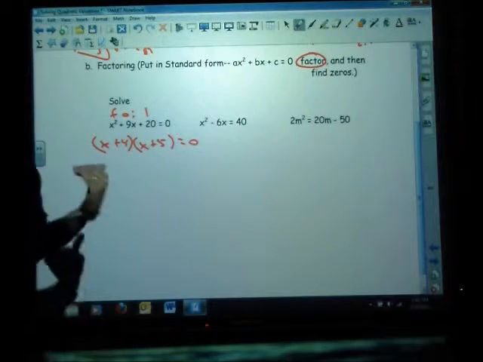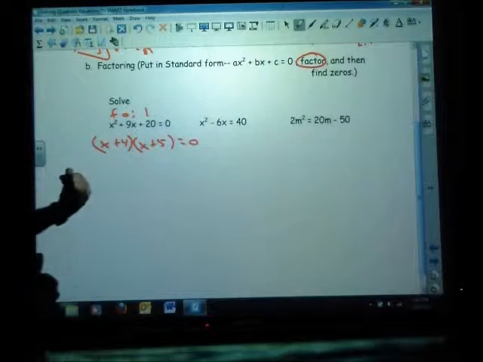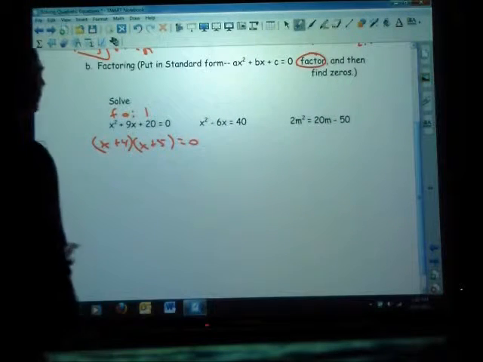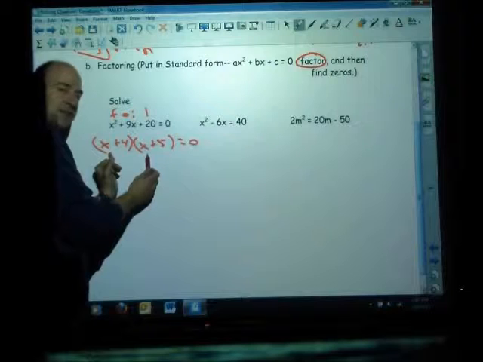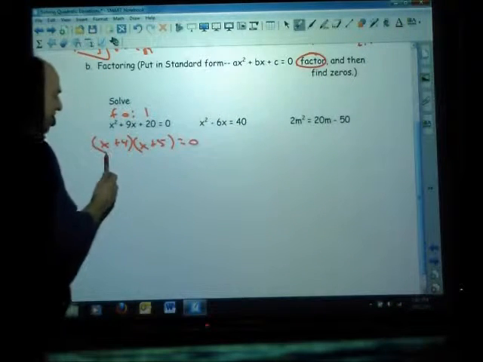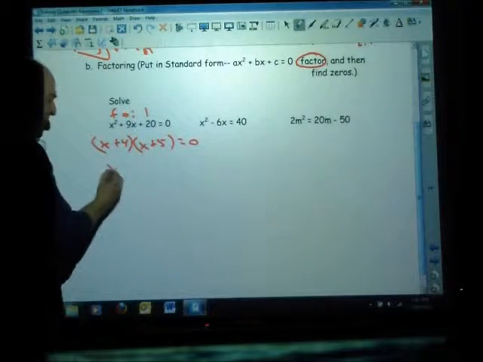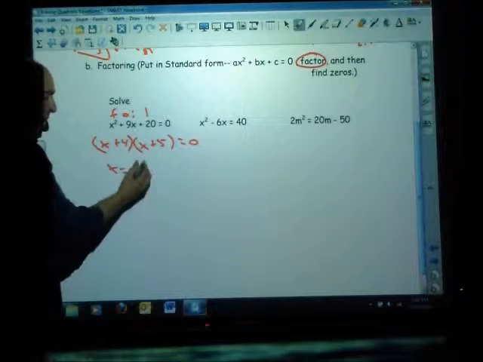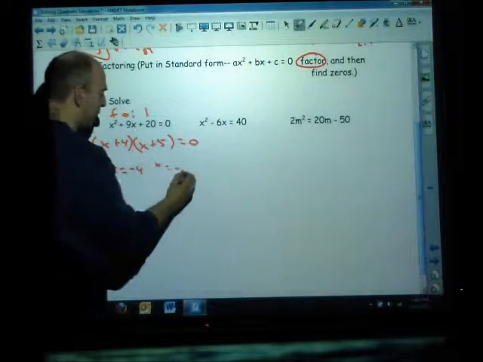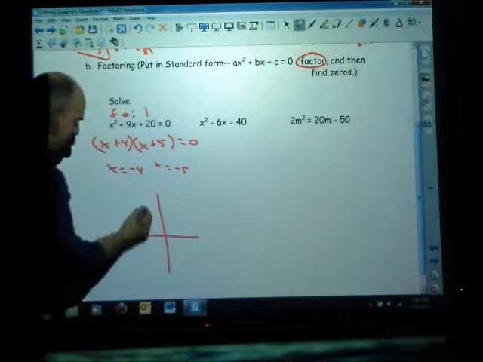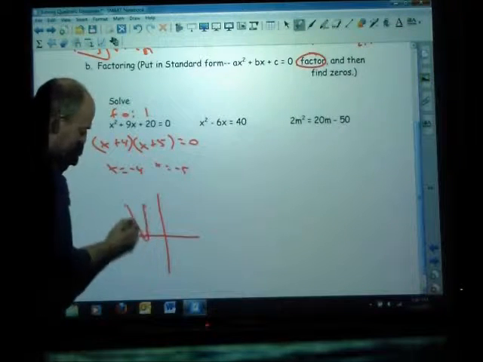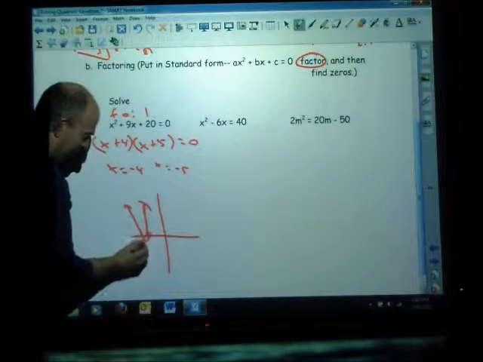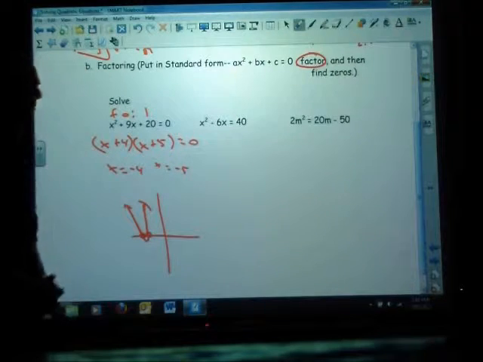Now, I have not solved the problem. I've set it up so that I can solve the problem, because solve means find the answers for x. So now I say, what could x be to make it 0? Well, x could be -4, or x could be -5. And what we're talking about is where that quadratic, that parabola, hits the x-axis.